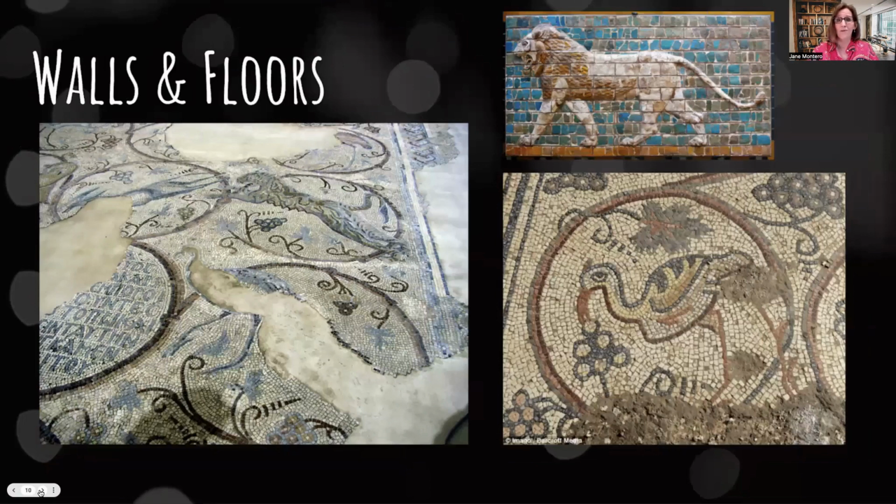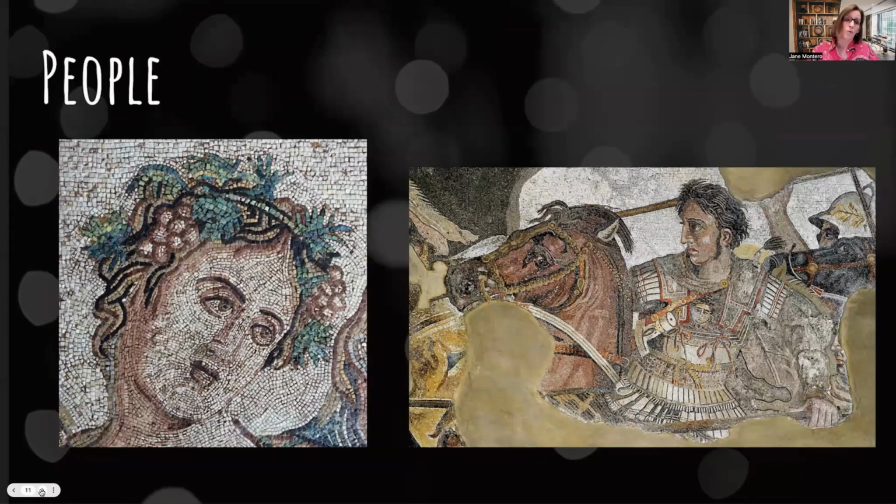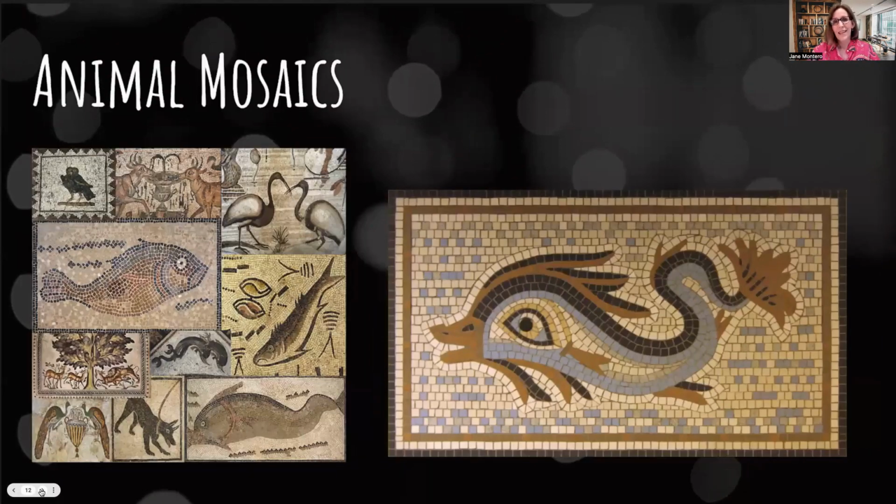Sometimes they're on walls and floors. Sometimes they're beautiful. Sometimes they've been destroyed. Sometimes they're in the process of being restored. They have people on them, rulers, philosophers, famous people at that time, warriors, battles. And they include animals. So a lot of times their mosaics will include animals that they knew, of course, and sometimes they were imaginary.